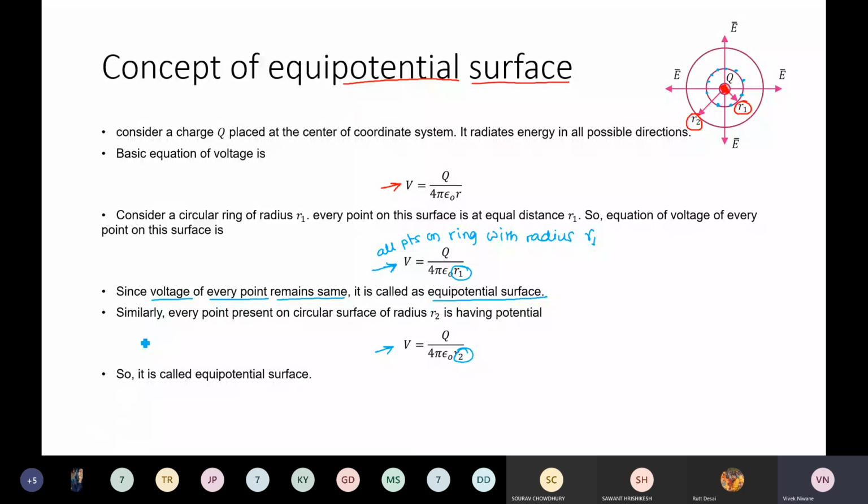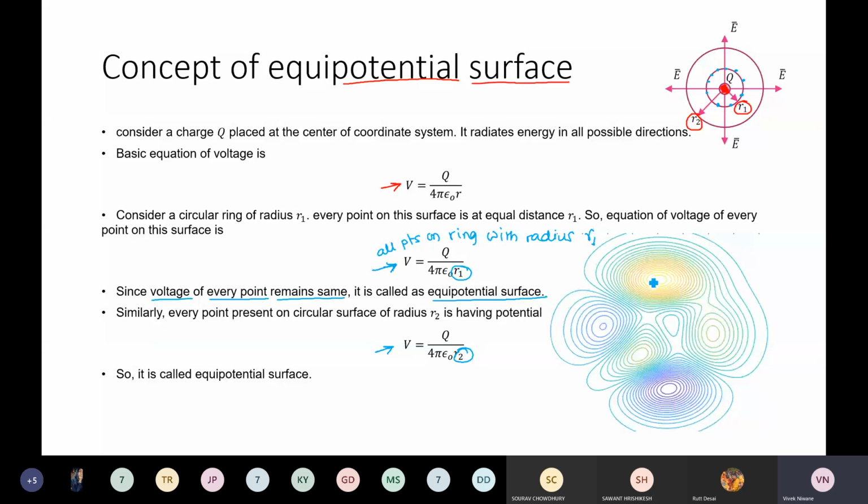So it is called another equipotential surface. And if you observe a system where we do have lots of point charges, they are going to radiate their electric field, and those fields are going to interact with each other, and we can see a diagram like this. Here is one point charge, here is the second point charge, here is the third, the fourth, the fifth, the sixth, and everyone will have its own electric field interacting with the electric fields of the other charges.